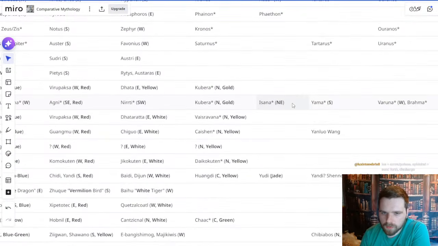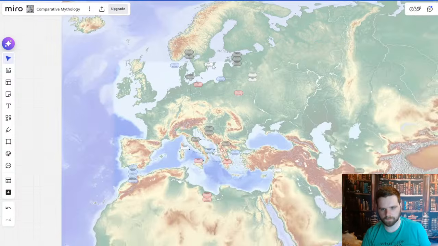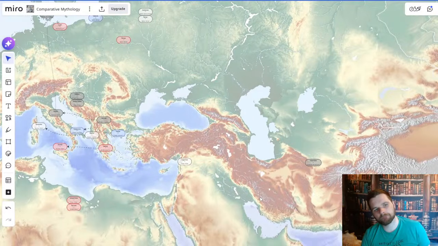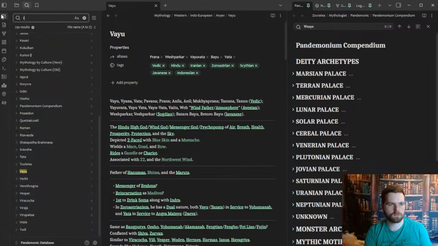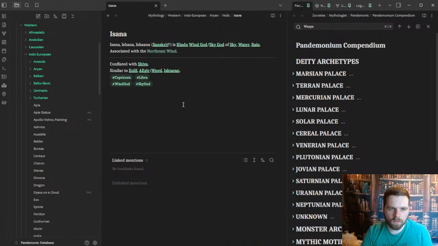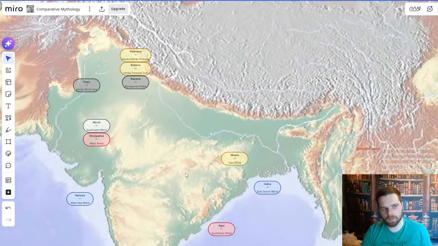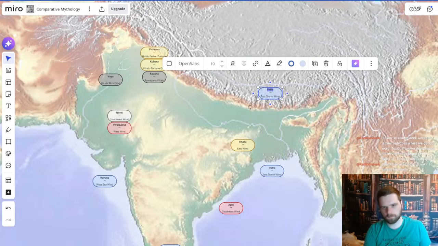Finishing up this here, northeast. Everything else is done, so this is the last one, Ishana, in this particular system, northeast. I think they're treated as weather and rain. Yeah, water, rain, northeast, conflated with Shiva. And when I say conflated, I mean it might not be true, it might not be the case, but people sometimes say that. So Ishana, Isana.